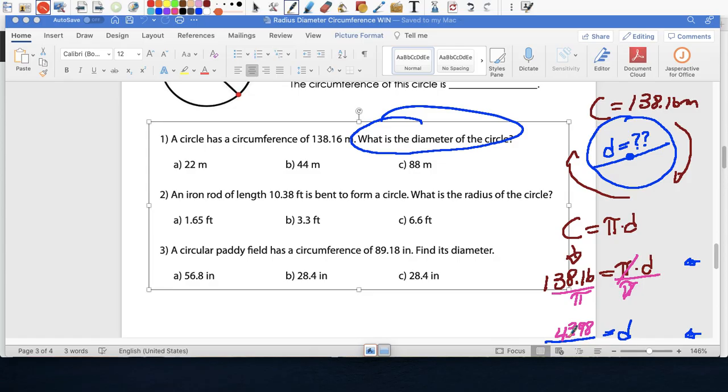rounded. So I can go back to my circle and I can write, hey, this diameter is 43.98. Yeah, and we have an answer. Look, it's 44. Really close. Number 2.